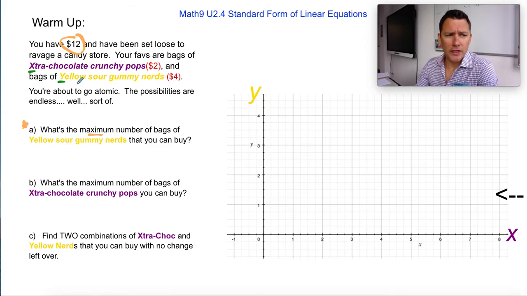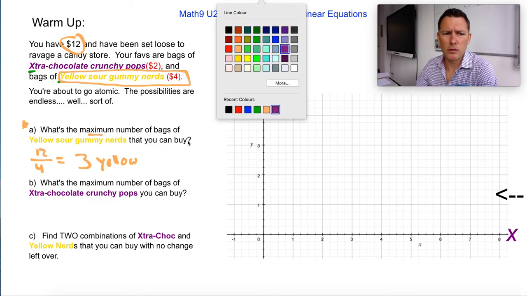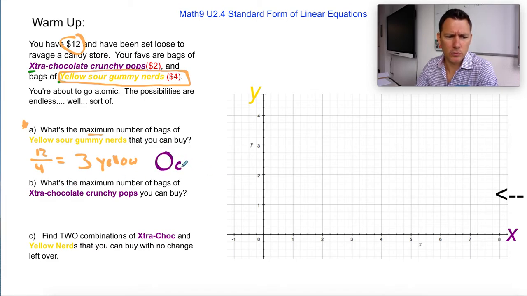All right, so the yellow sour gummy nerds are $4 a pop. So if you have $12 and you divide it by those $4 each, you can buy 3 packets of those, right? So you buy 3 yellows, and that means you buy zero chocolate guys, because each one of these is $4, so your $12 is all used up. So we're going to represent that here. This X is the number of extra chocolate gummy crunchy pops you can buy, and if you buy 0 of those, 0 over, then you can buy 3 of these, 3 up, right?